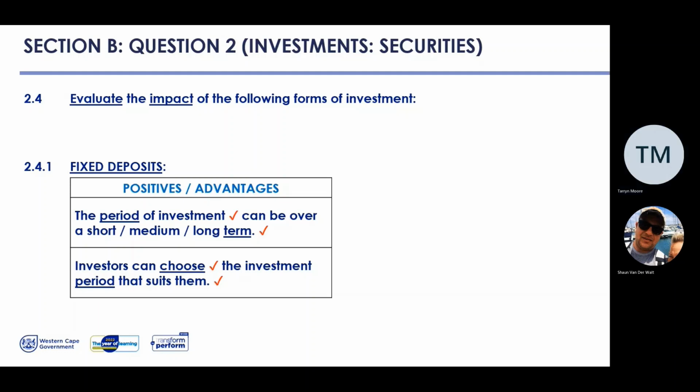But remember, I'm evaluating this as a particular form. Is it a good idea? Is it a bad idea? What are the advantages for me as the investor? Well, I can decide if it's short, medium, or long term. And I can choose for how long it is going to be invested because it's based on my decision as to what I want to do with it, because it's either going to work for me or it's not going to work for me, because of what suits me. And that is part of the reason why we're looking at the positives or advantages and the negatives.